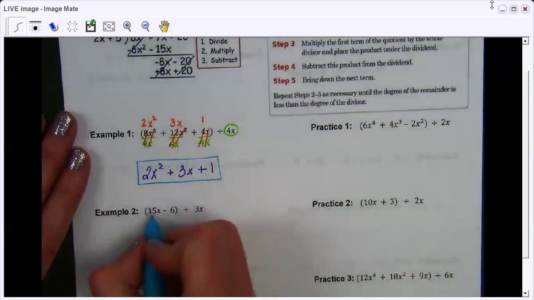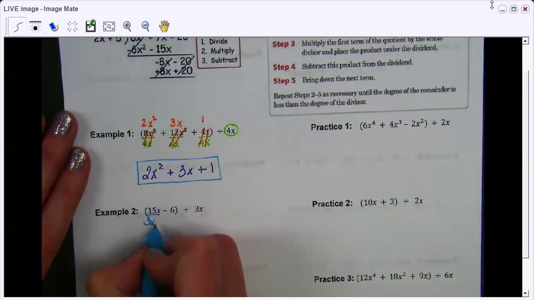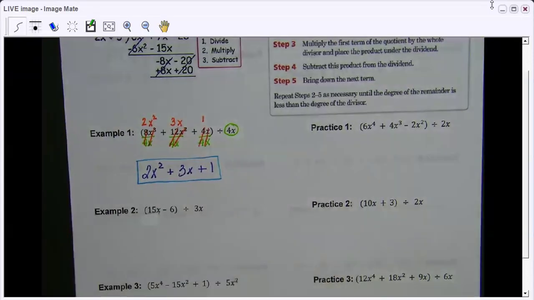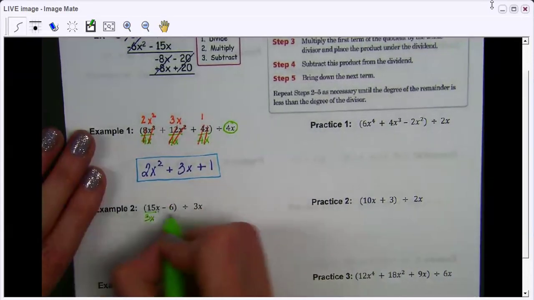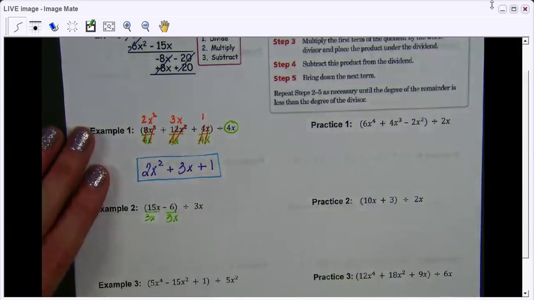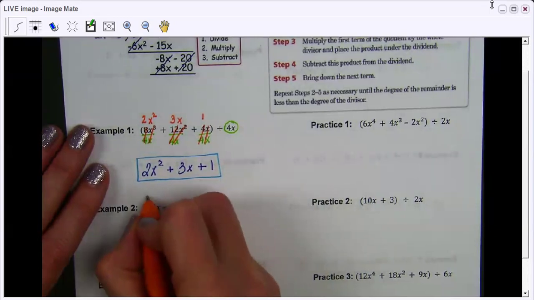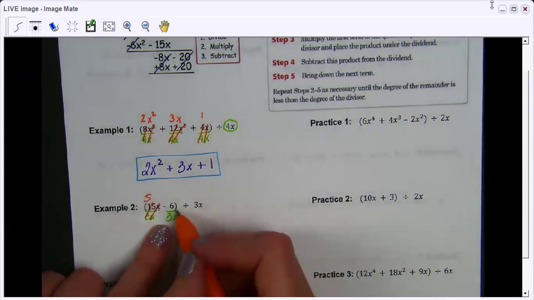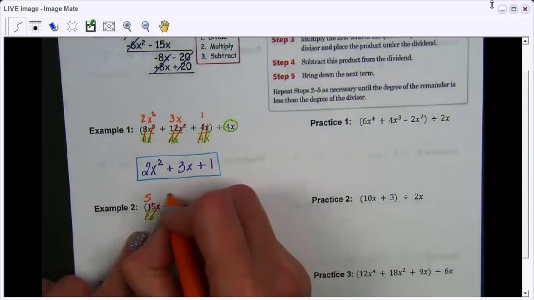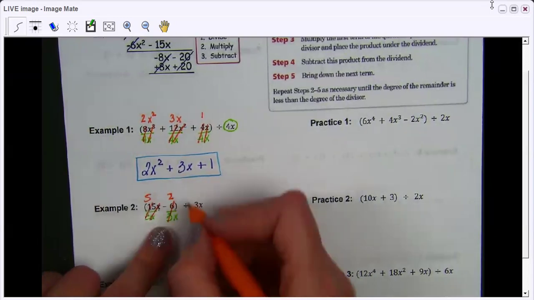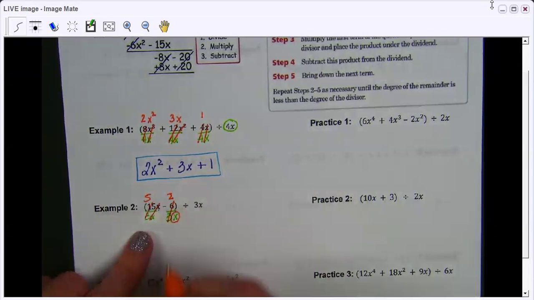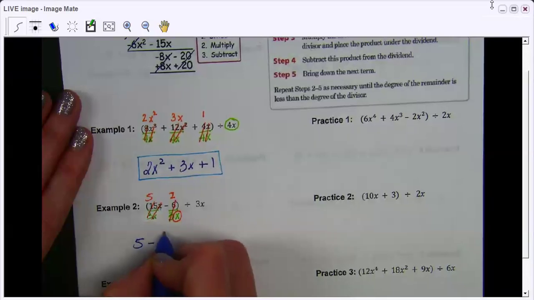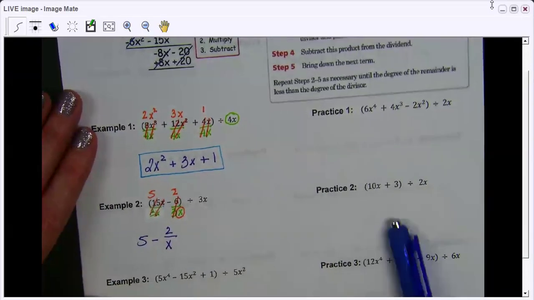We're going to take 15x minus 6 and divide it by 3x, and reduce it. So 15 divided by 3 is 5. X divided by x cancels out. Now, when we get to this one, 6 divided by 3 is 2, but we have nothing to reduce the x by, so that just stays in the denominator. So the answer to this one would be 5 minus 2 over x. And that's your final answer.